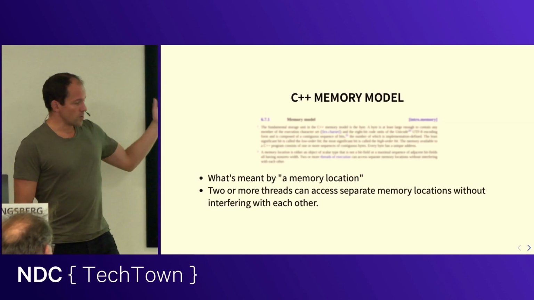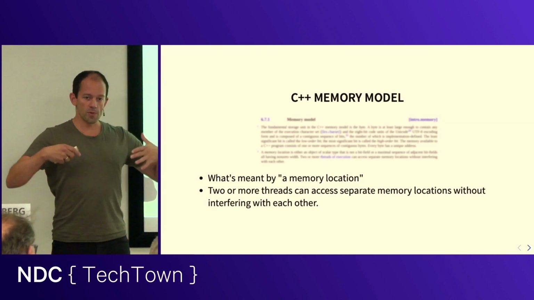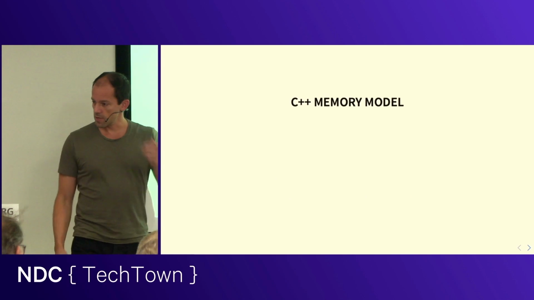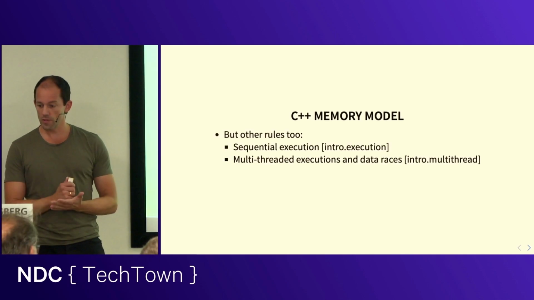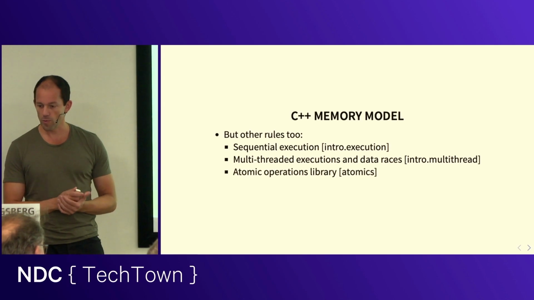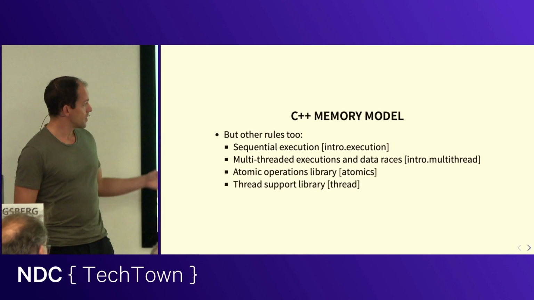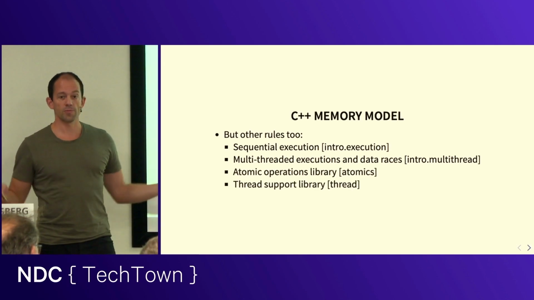So if you actually want to know all the things that people tend to talk about when they say memory model, then some other places to read: sequential execution, multithreaded executions and data races, atomic operations library, and thread support library. So if you look in these places, you will gather the whole picture.